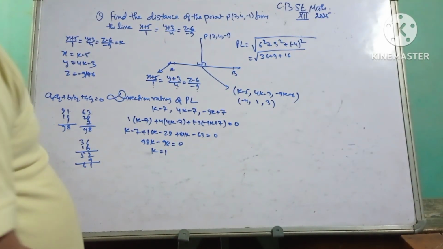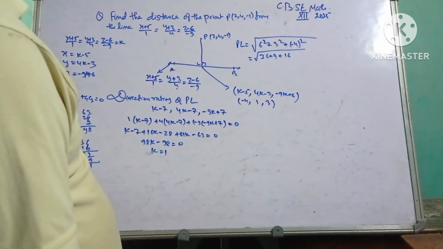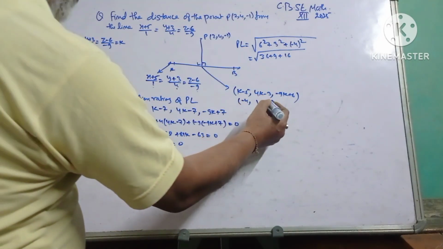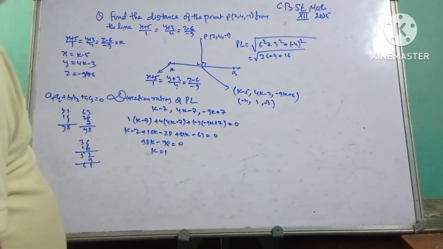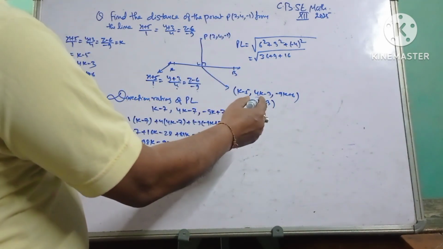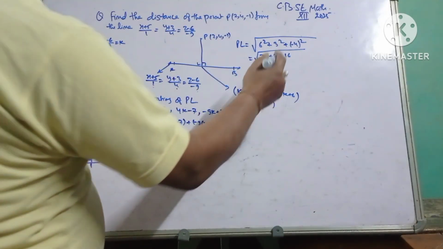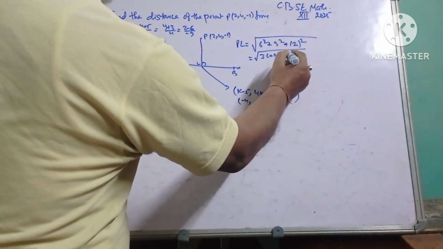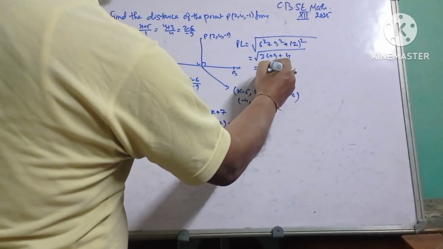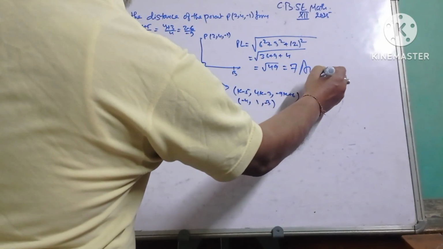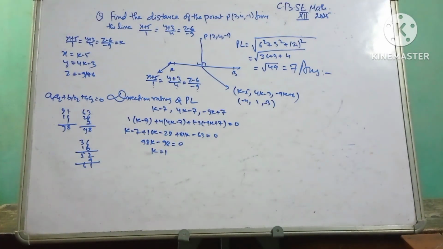Here you see, this is minus 3, minus 9 plus 6 is minus 3. So minus 1 minus minus 3 is 2, so this will be 2 square, which is 4. This comes out to be 49, so 7 is your answer.